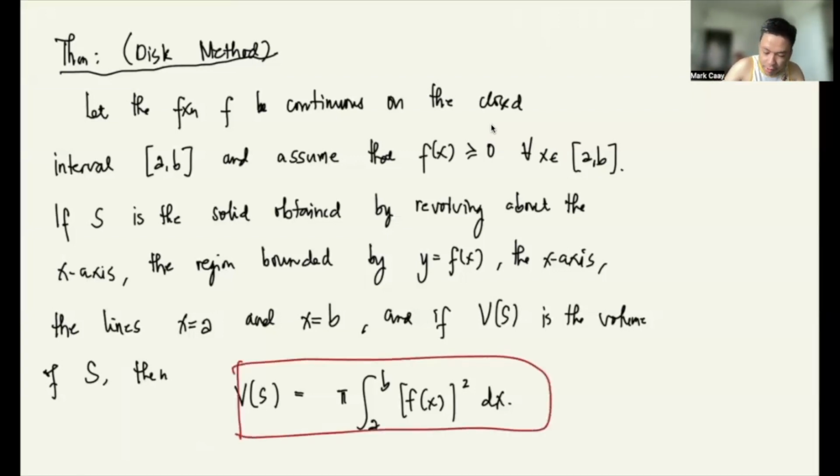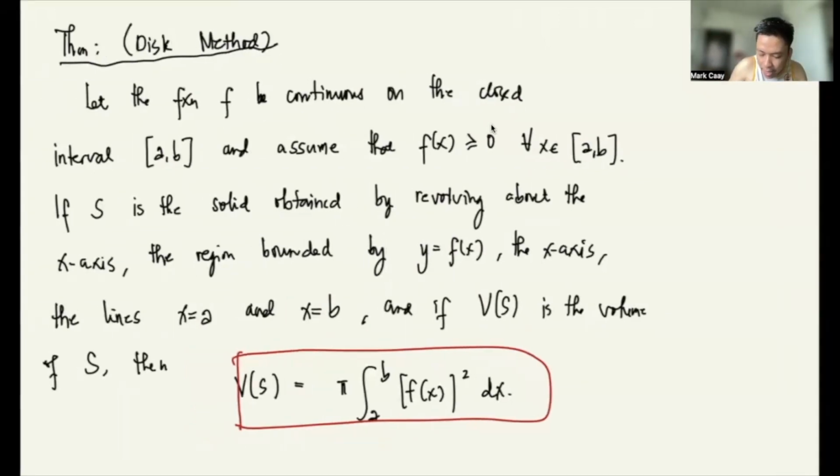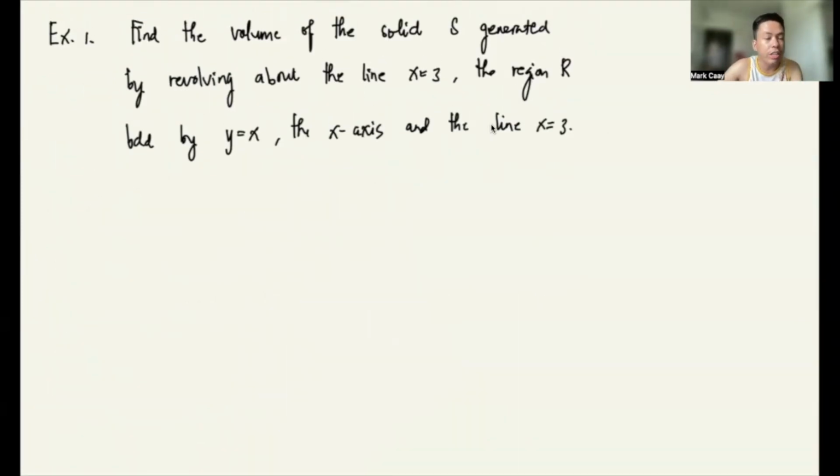So in that case, pag yung case lang na mangyayari na yung region mo, pinaikot mo about the x-axis, ito yung formula niya. Okay, so this is pi times the integral of f of x squared dx from a to b. Okay, so let's consider this for example.